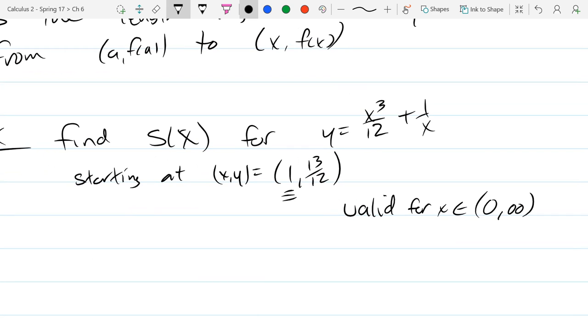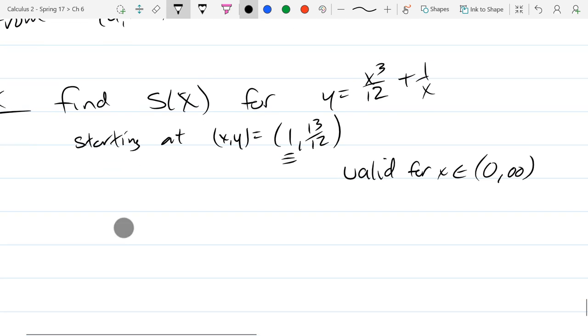Why did I put infinity here instead of a big number like 100? Because this will work going past 100. You can go to 1,000, 10,000, whatever number you're thinking of. We can go past that number. So you just write infinity to represent the fact you can go as far as you want in that direction. I can't go to 0, and because of that, I can't go past 0 the other way. So that's why it cuts off right there.